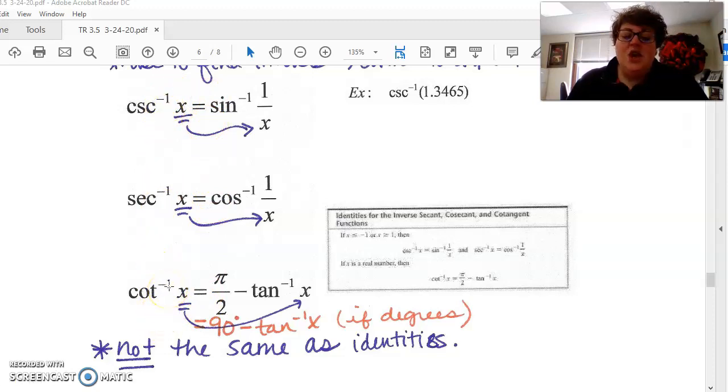With the inverse cotangent, if you're working with radians or you want a radian out, then you use pi over 2 minus inverse tangent. If you're wanting a degree, you have to use 90 degrees minus the inverse tangent. Okay, and then this box is just talking about that it has to, again, be within the restricted domain.